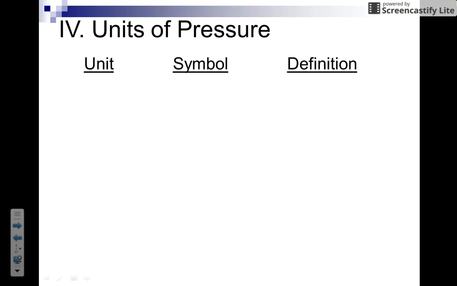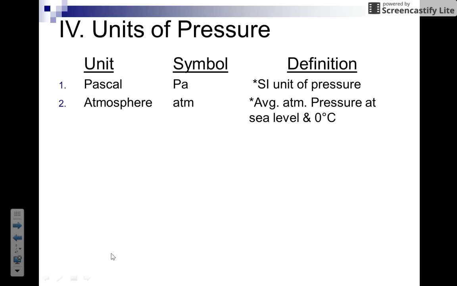So let's take a look at the units of pressure that you need to be familiar with. The first unit of pressure is known as the Pascal. The Pascal has a symbol that we use for that unit as a capital P and a lowercase a. The definition of a Pascal: it is our SI unit of pressure. Sometimes we express pascals in kilopascals, which is just like kilograms related to grams using your metric chart. So just be aware of that. But pascals is your base unit.